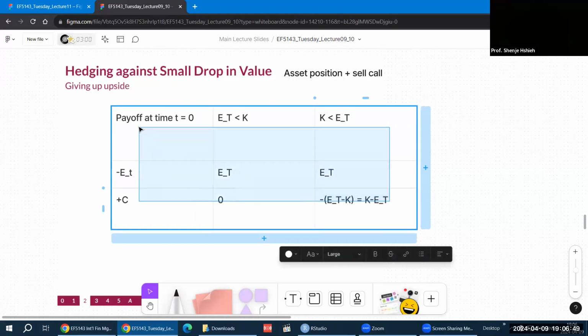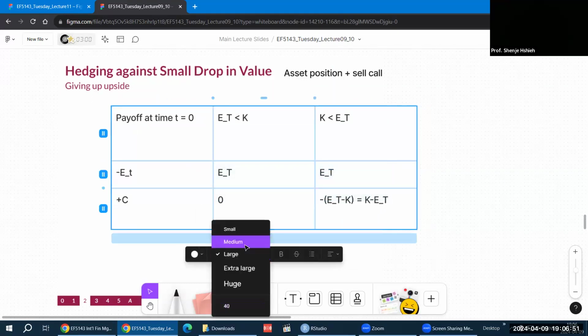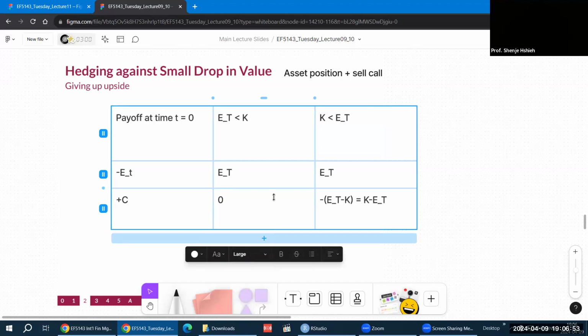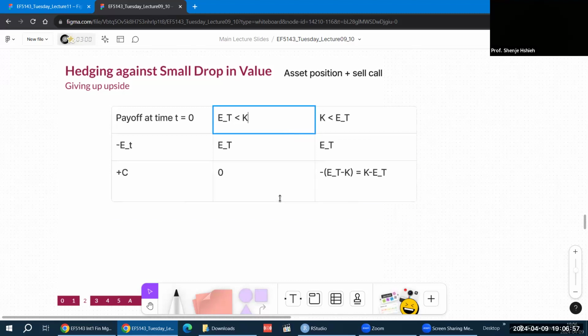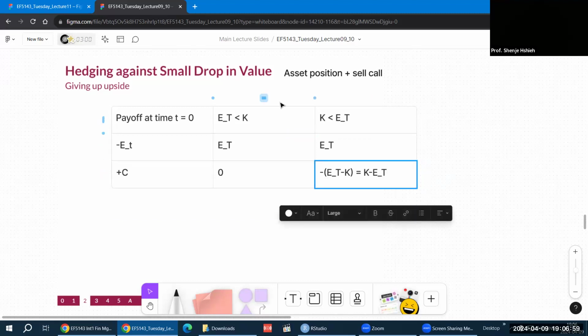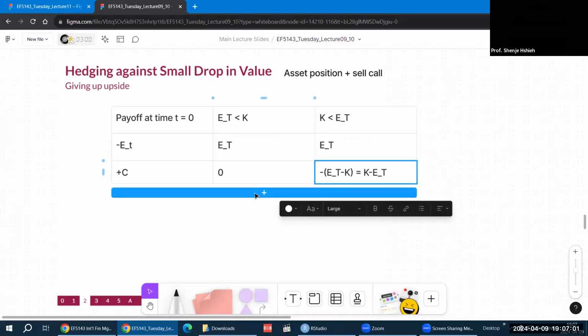So maybe I'll just shrink this. Nope. Okay, let's keep it large and maybe adjust things a little bit. Okay, so let's add everything together.